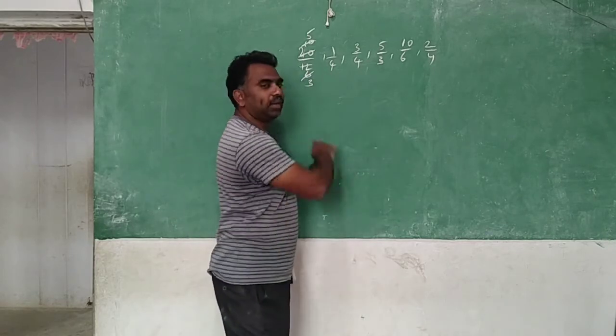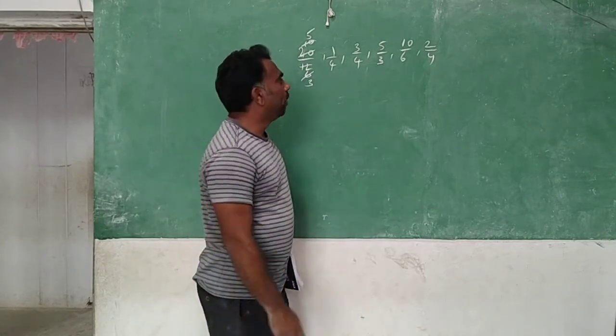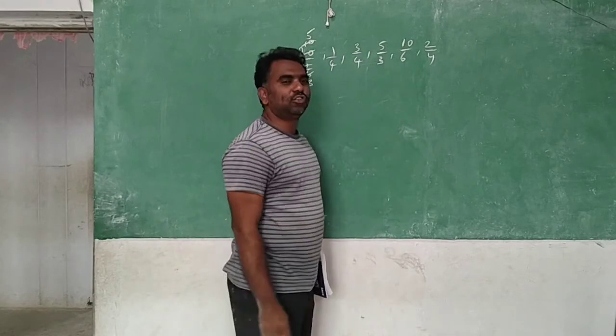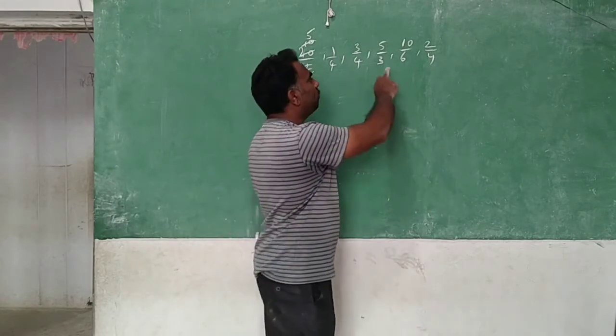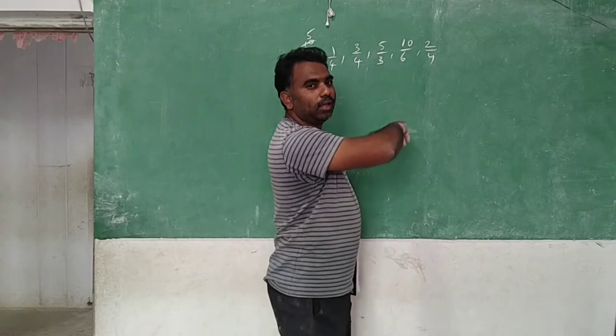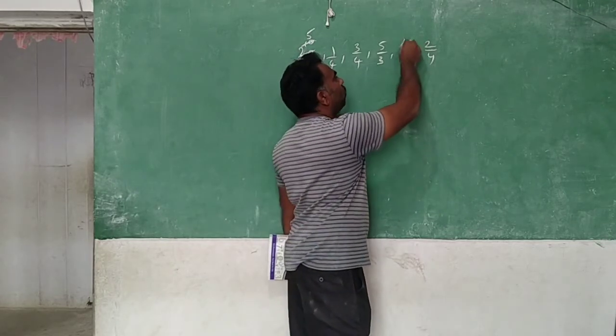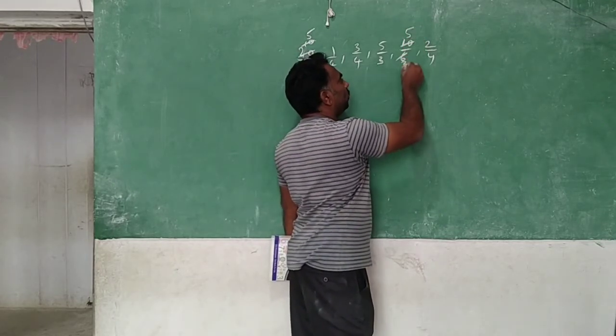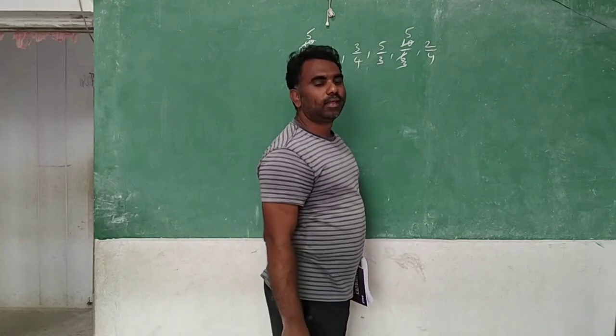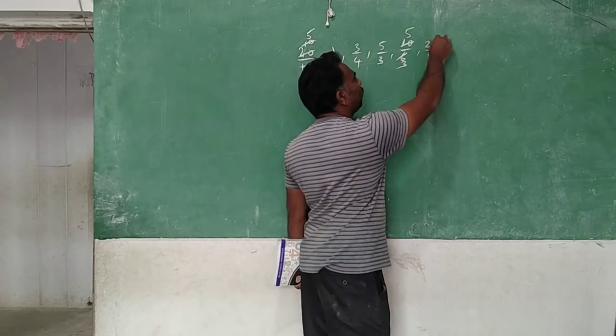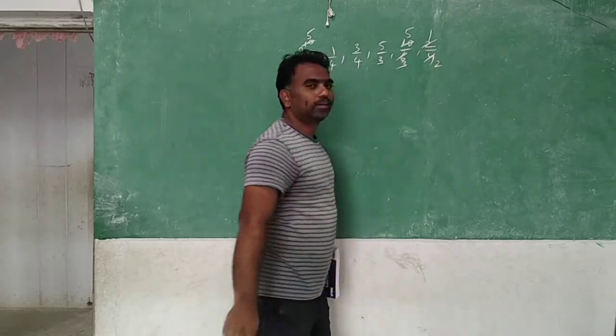Here there is no chance for cancellation. Here there is no chance for cancellation. Here there is no chance. But here a chance is there. How? 2 5s are, 2 3s are. And here there is a chance. 2 1s are, 2 2s are.